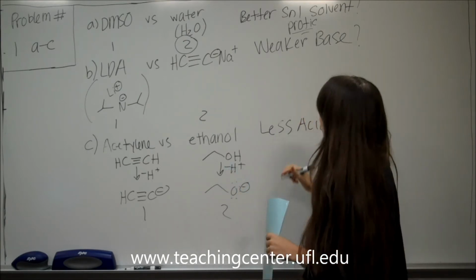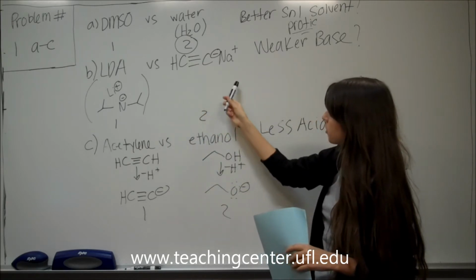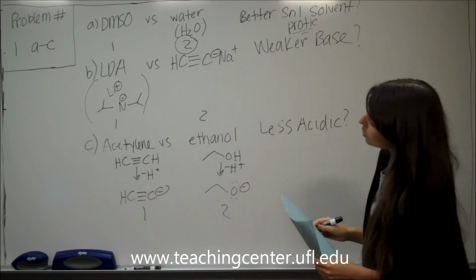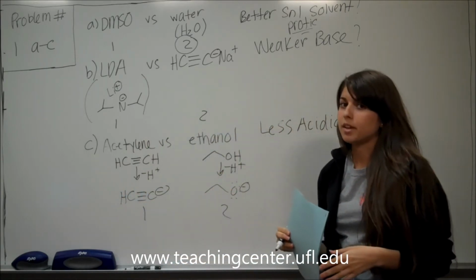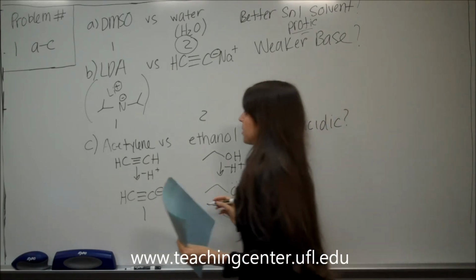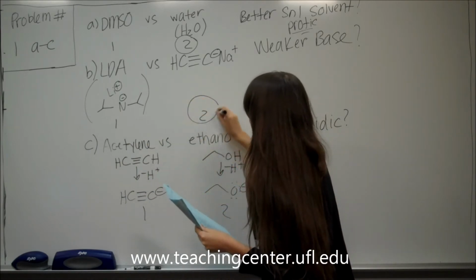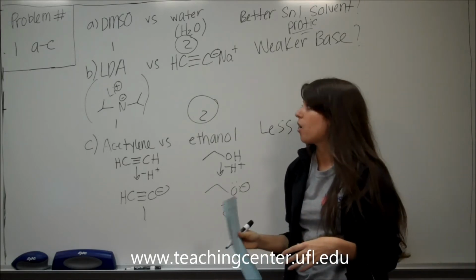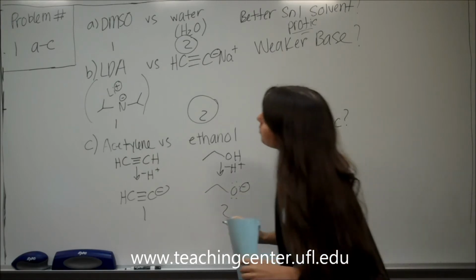Part B, which one is the weaker base between LDA and this molecule right here? This is like an acetylide ion, sodium acetylide. So here I just drew out the structure for LDA. Just from our notes, we know that LDA is like a flame-throwing base, one of Dr. J's flame-throwing bases. So from there we know that that one is very, very strong. So just from knowing that, you could have chosen this one, but you can actually see through the protocol why LDA is going to be the stronger base.